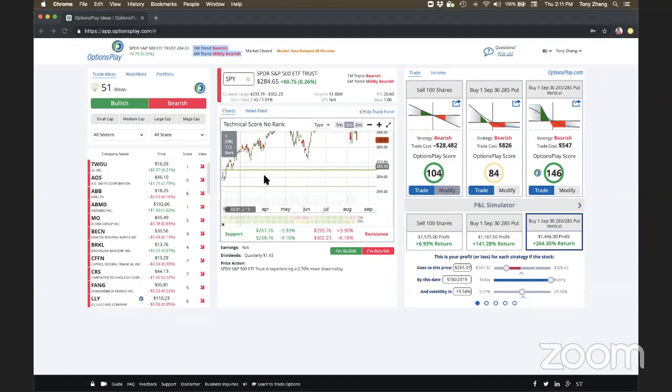Is OptionsPlay a broker? No, we are not a broker. We are just a technology provider and an educator in the options space. We work with many brokers. We partner with many brokers and exchanges to help them grow their business. But our business is simply making good education and good technology for users to use for their options trading. We don't make any money on the actual commissions or sales of you trading options. And I think it makes us more aligned with you as a user than with a brokerage firm that may be making more money as you trade your account.